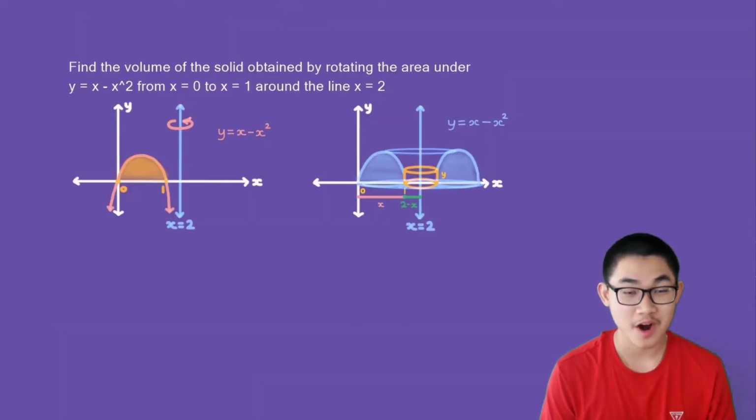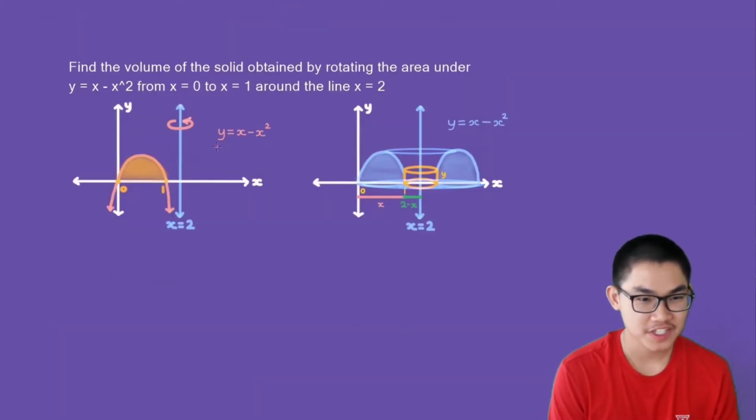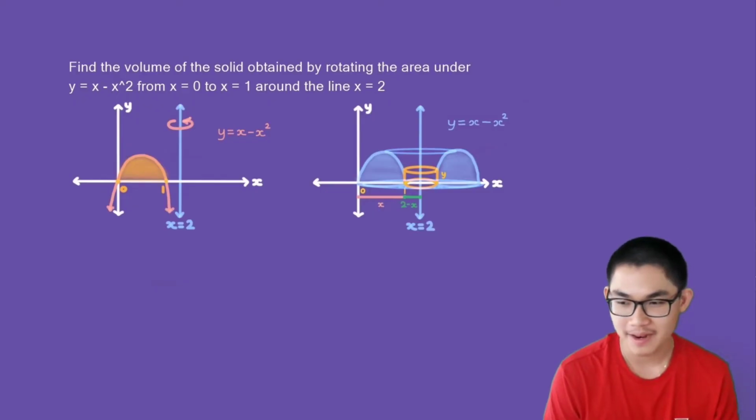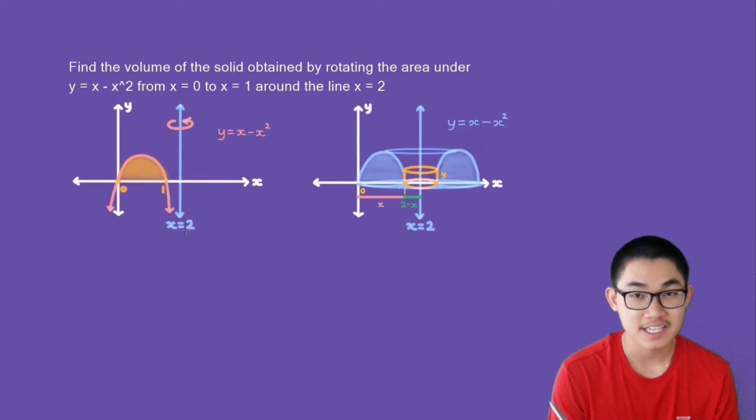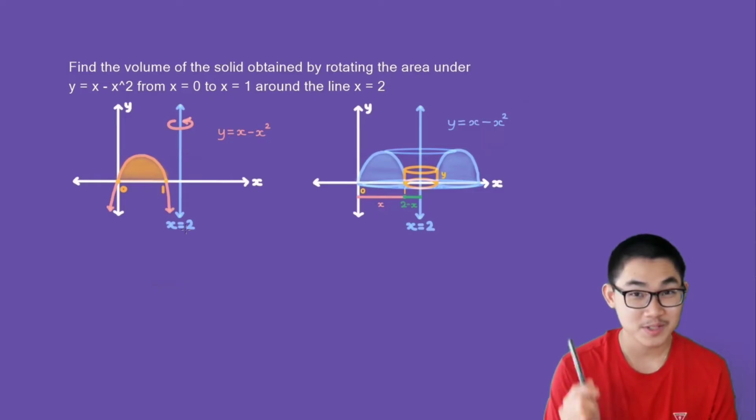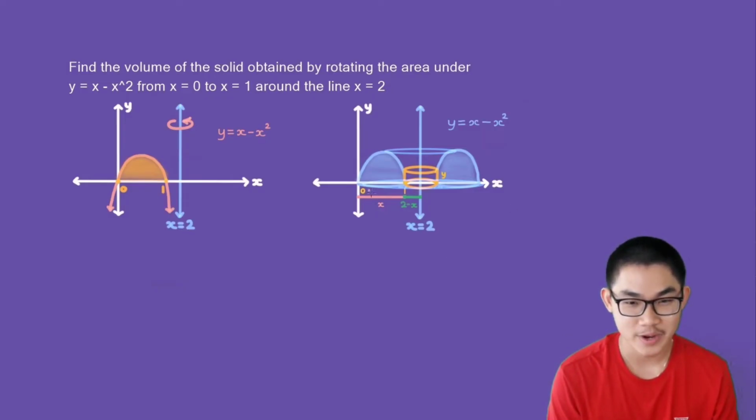Let's do one more problem. So we have a function y is equal to x minus x to the power of 2. And that's what the function looks like. It's a parabola. And we're going to rotate the area between 0 and 1, so this area, and we rotate it around x is equal to 2. So once we do that, we're going to get this three-dimensional object.